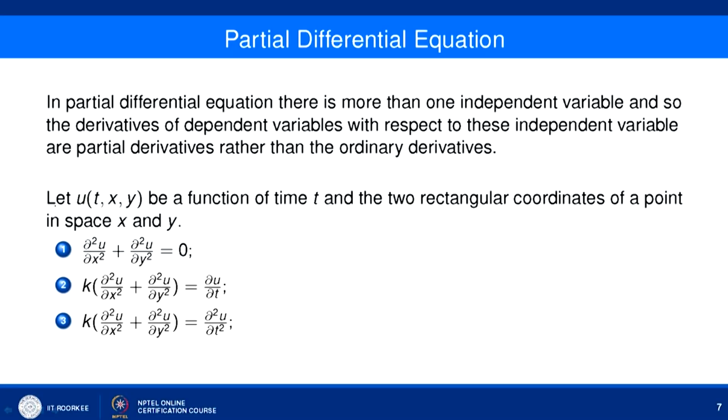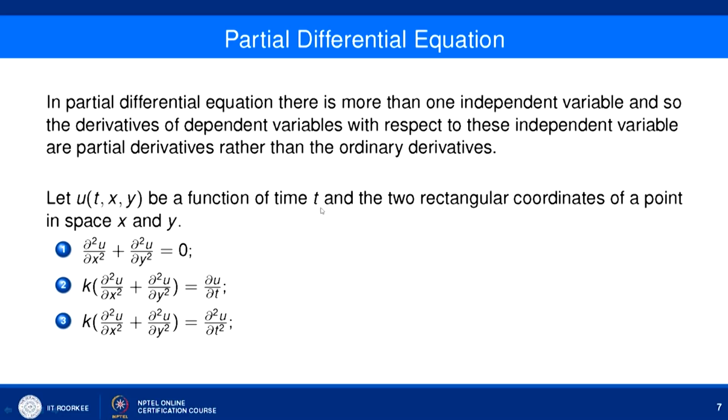So, let us consider this example. Let u(t, x, y) be a function of time t and two rectangular coordinates of a point in space, x and y. Here x and y are space variables and t is a time variable. So, u is a function of t, x and y.